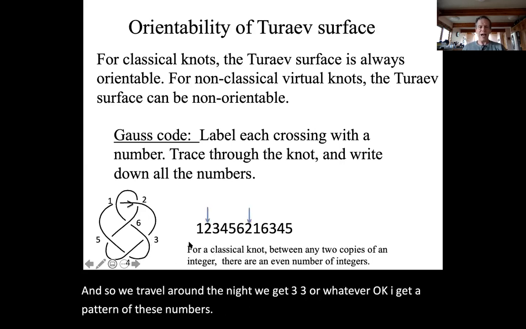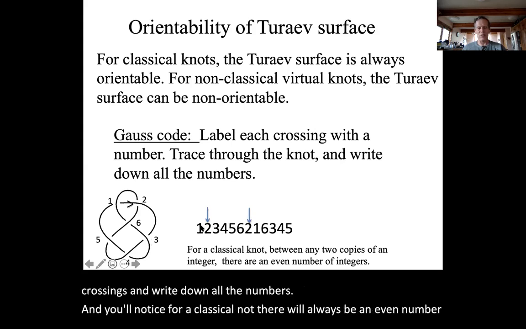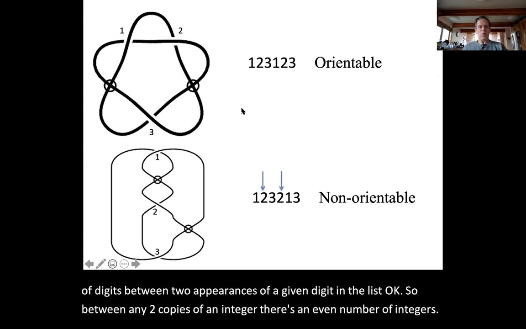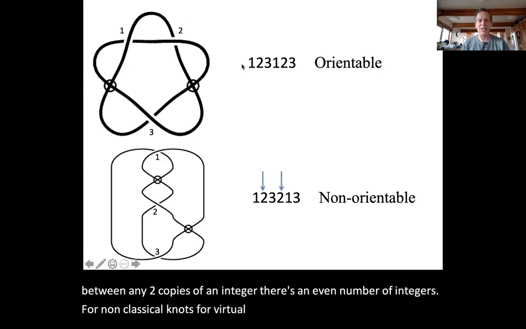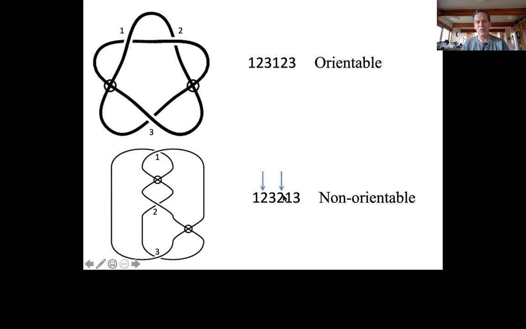And you'll notice for a classical knot, there will always be an even number of digits between 2 appearances of a given digit in the list. So between any 2 copies of an integer, there's an even number of integers. For virtual knots, I can have either situation. I can have it the case where it is still true that between any 2 copies of a given integer, there's an even number of integers. That will generate an orientable Turaev surface. However, if I have 2 digits that are the same and an odd number of digits in between, that will generate a non-orientable Turaev surface.